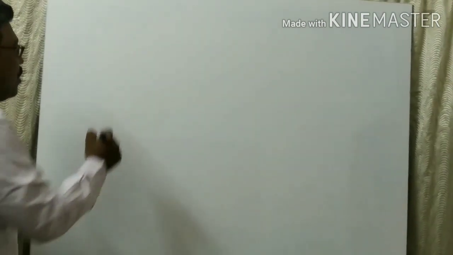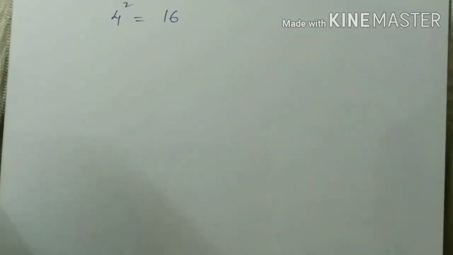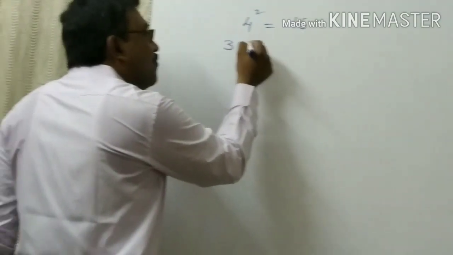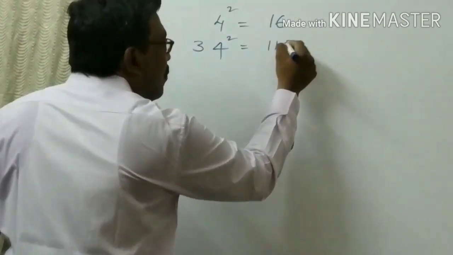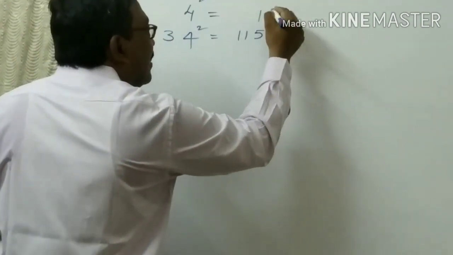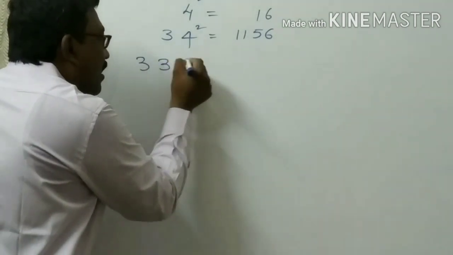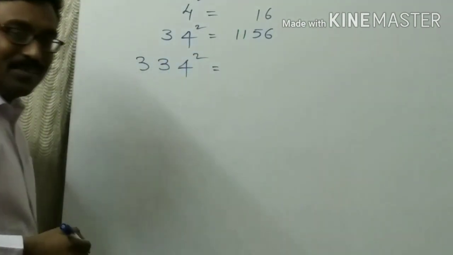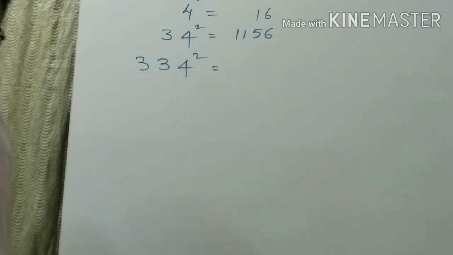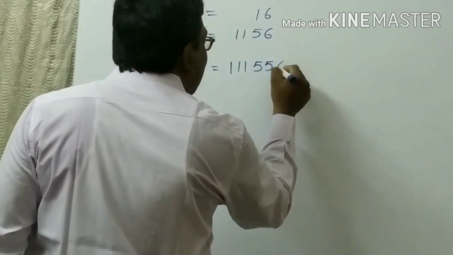Now some more interesting patterns we will see in perfect squares. That is 4 square, 16, very good. Now 34 square, 1156, of course 16 I will write here. 34 square. Now if 334 square, what is that? 334 square is 111556.